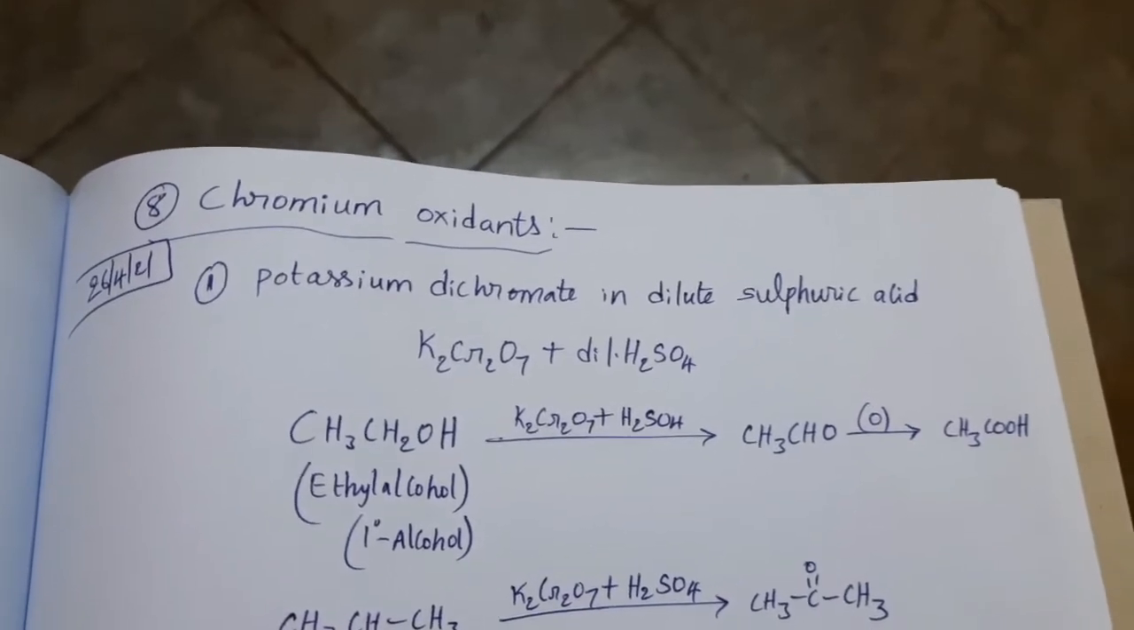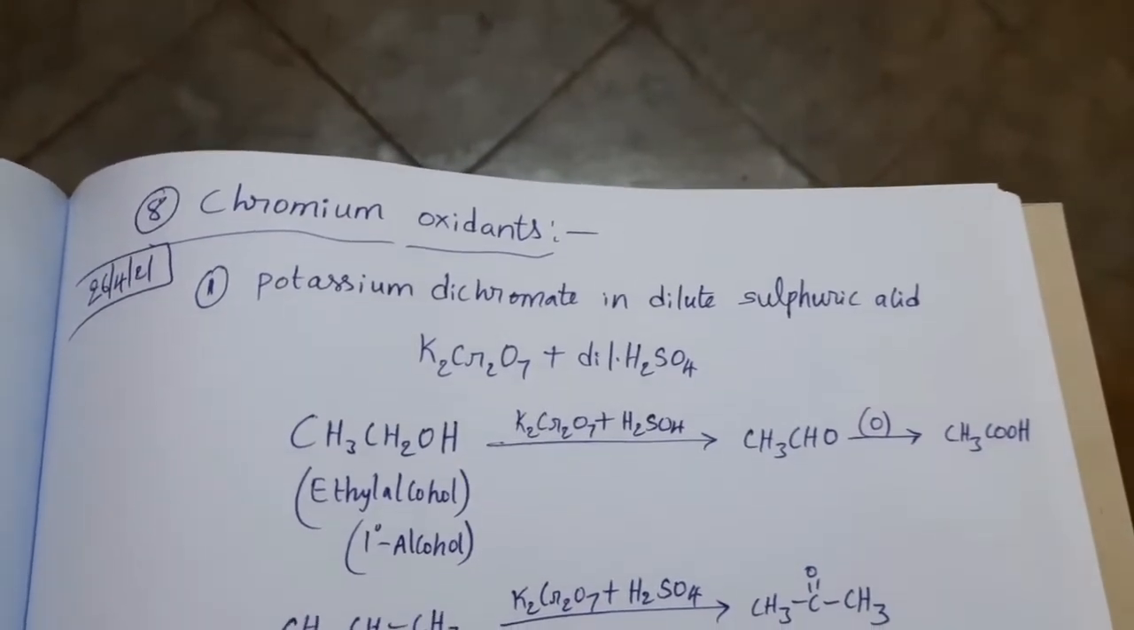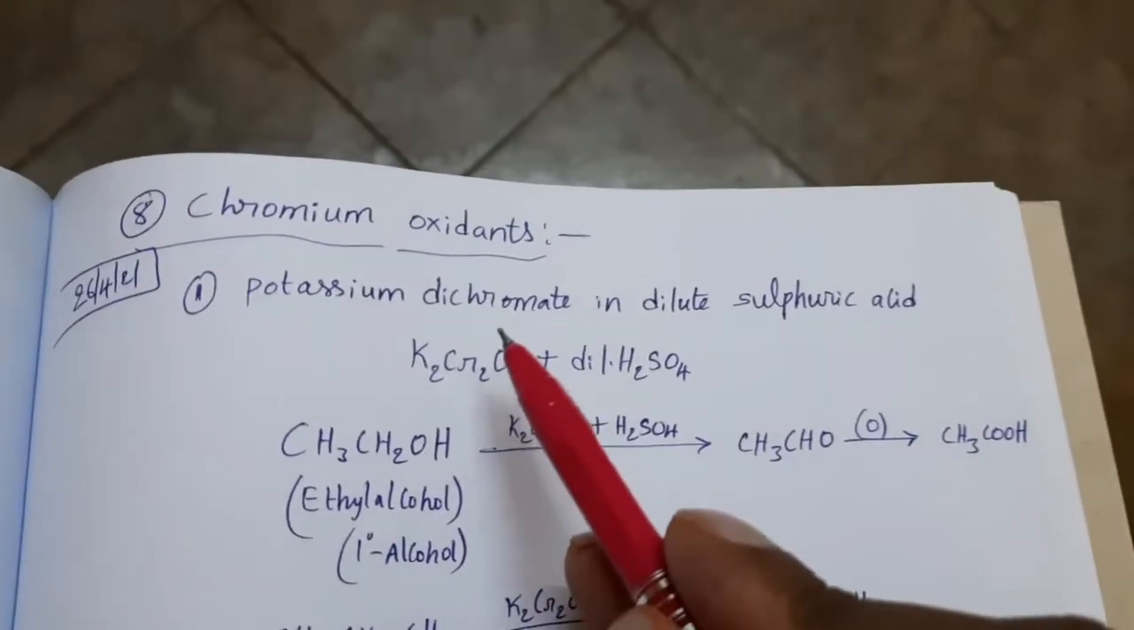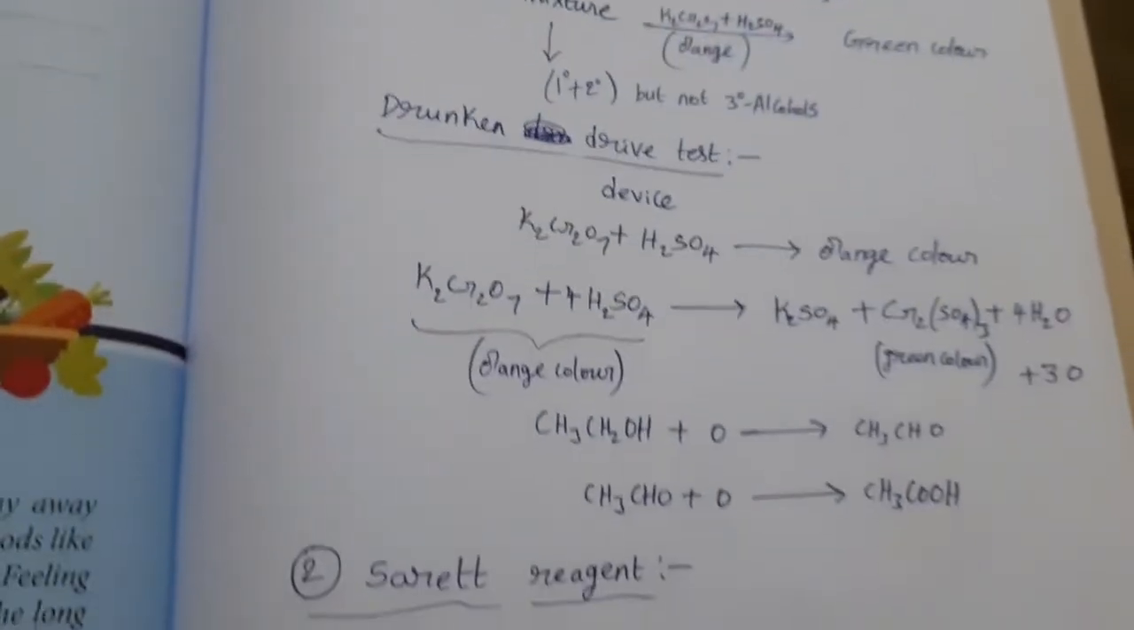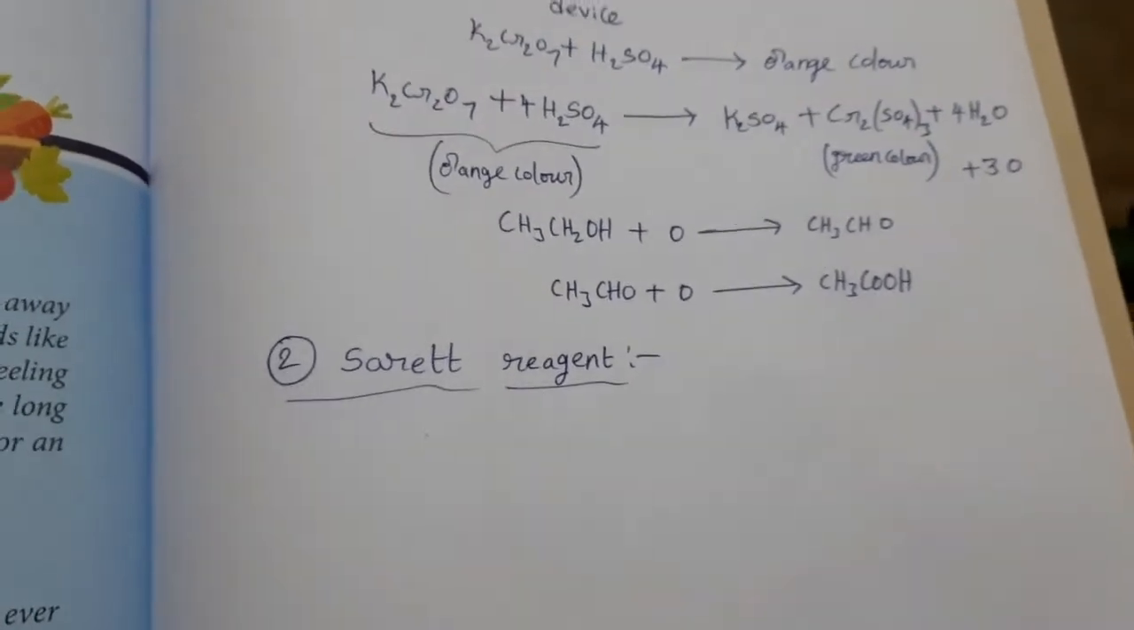In last class, we completed potassium dichromate. It is a chromium oxidizing agent. Now see the next one, Sarett reagent.